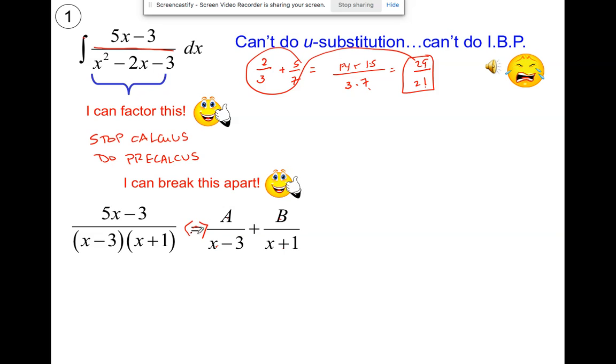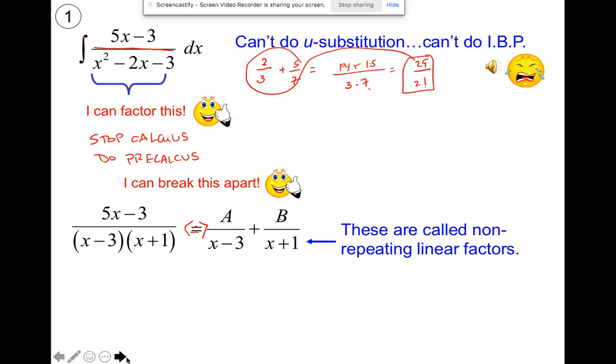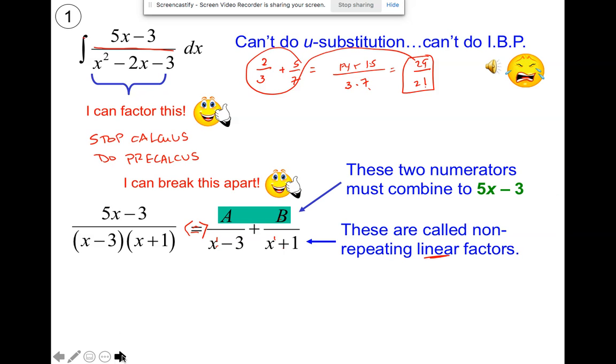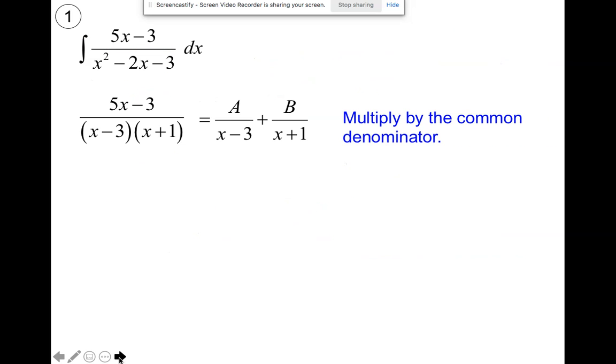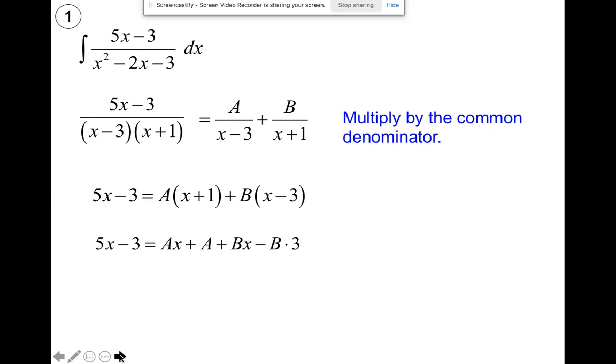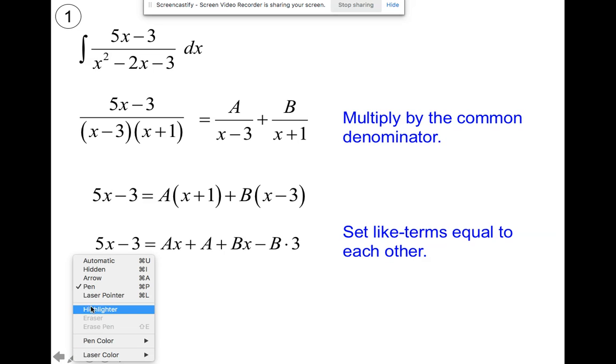So now that I have an equation, I'm going to multiply both sides by the common denominator. Now notice I have non-repeating linear factors, degree 1. A and B have to combine to 5x minus 3, just like the 2 and the 5 ended up being a 29. So multiply by the common denominator. I'm going to go through this algebra fast because you are in BC and this was an objective in your prerequisite classes. Distribute, set like terms equal to each other.